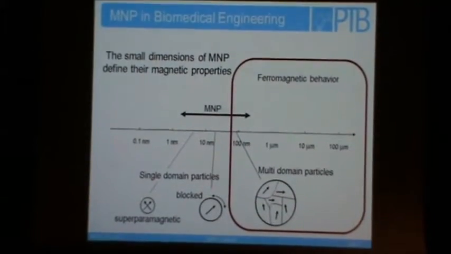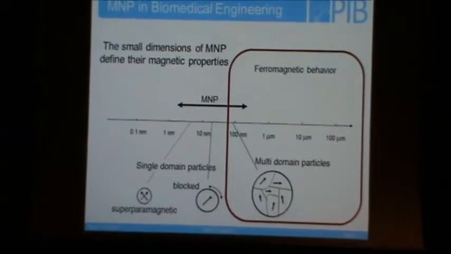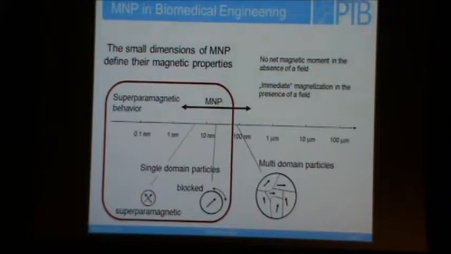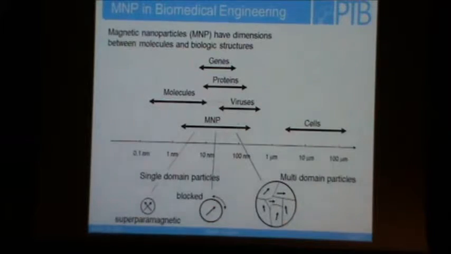Okay, let's start with physics. Magnetic nanoparticles are small particles made of some ferromagnetic material, such as iron oxide. And if they are smaller than 100 nanometers or so, then they consist of a single domain. And depending on its size, this single domain can be blocked inside of the particle or can be moved freely. And also blocked particles, in the case that they are suspended in a fluid, behave superparamagnetic and therefore react immediately to the magnetization field. Immediately is not quite true, but let's say very fast.